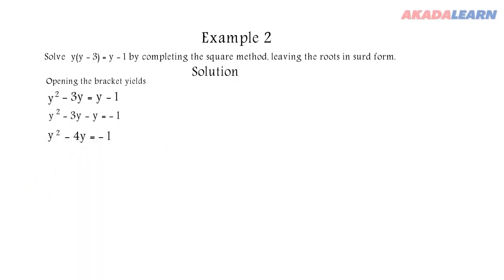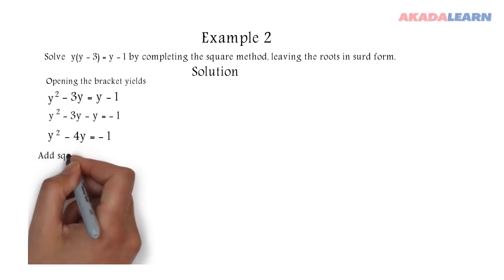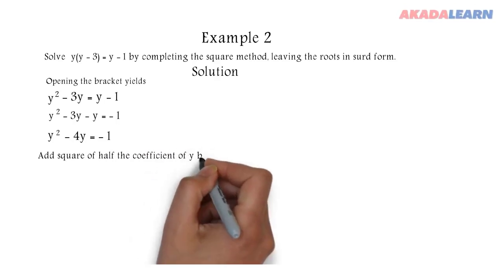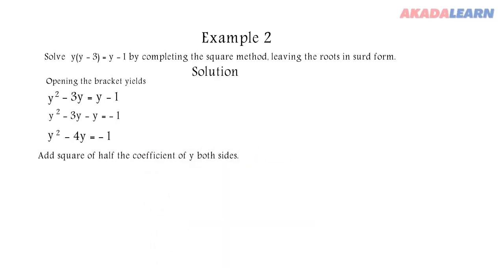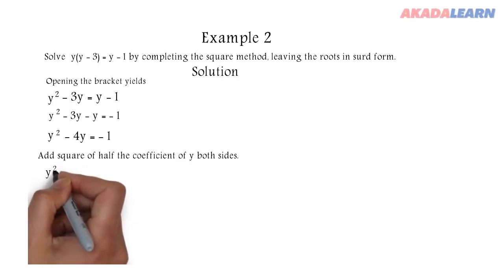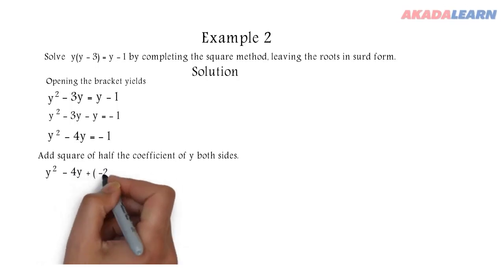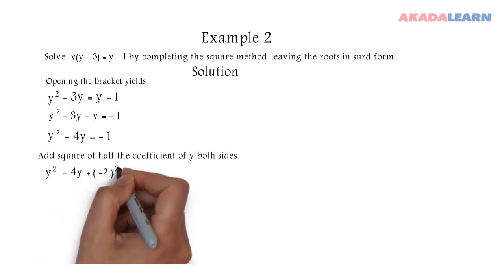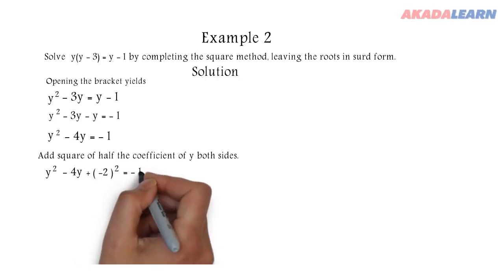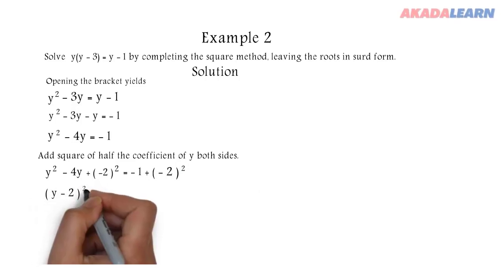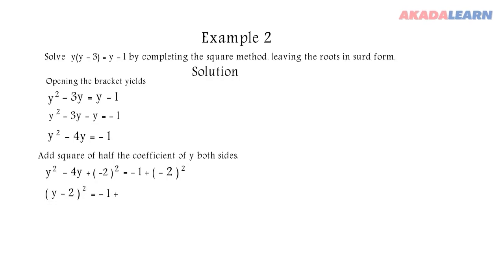Now already the constant is on the other side of the equation, and the coefficient of y squared is 1. So we just jump to step 3. We add the square of half the coefficient of y to both sides. So half of minus 4 is minus 2. So we are going to add the square of minus 2 to both sides. So let's add it to this left hand side. Now let's add it to the right hand side, which will be minus 1 plus minus 2 squared. And when you factorize the left hand side, you have y minus 2, everything squared, equal to minus 1 plus minus 2 squared, which is 4, and minus 1 plus 4 is 3.